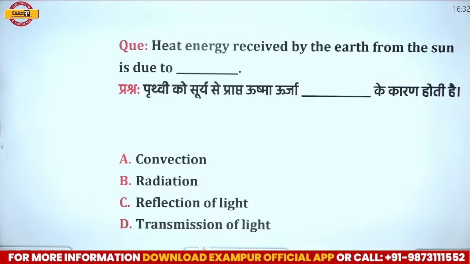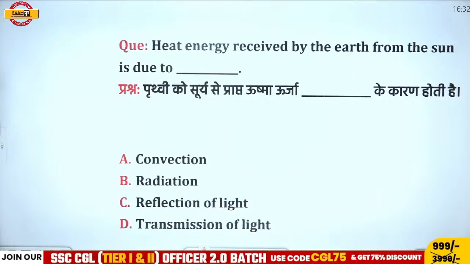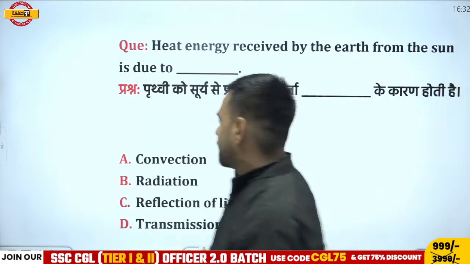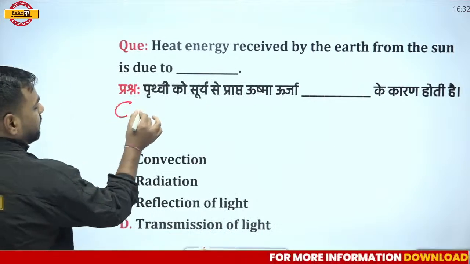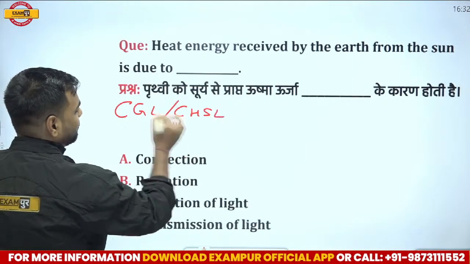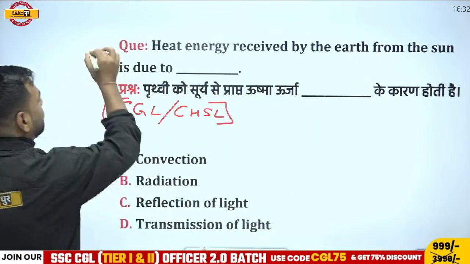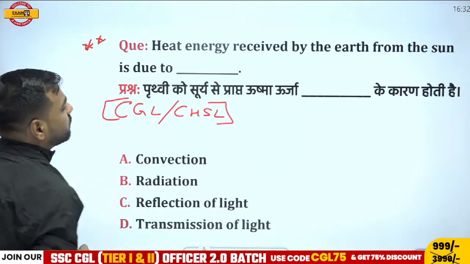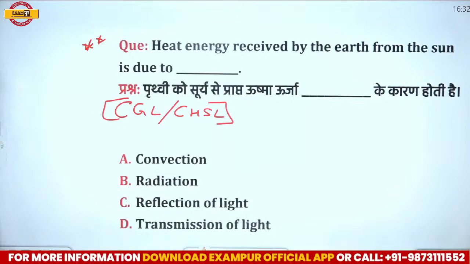Heat energy received by the earth from the sun is due to what? Now, this question is from CGL part also, CHSL part also, and an important one. When I'm talking about this heat energy which is received by the earth from the sun, it is due to what?